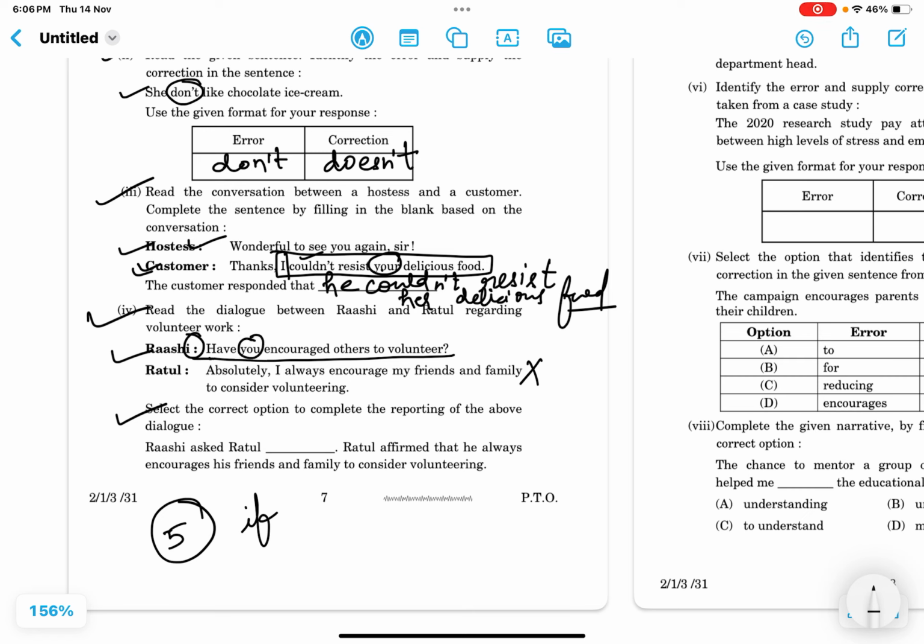Next one is complete the given narrative by filling in the blank with the correct option. The chance to mentor a group of unprivileged students help me dash the educational disparities in our society. So help me understanding, help me understood, help me may understand, or help me to understand. So this is the correct option because these things help me to understand the other thing. Okay, so C is the correct answer.